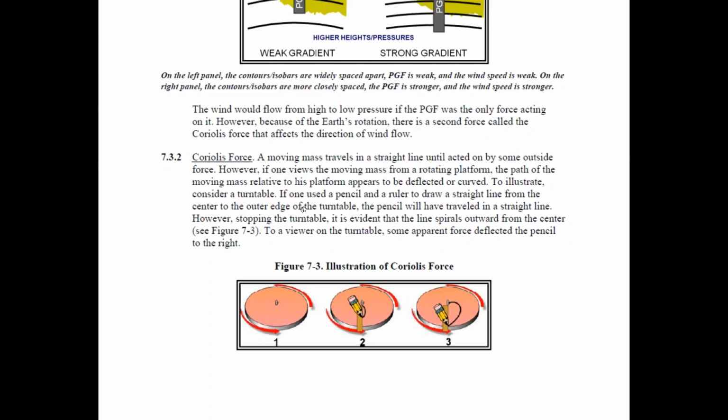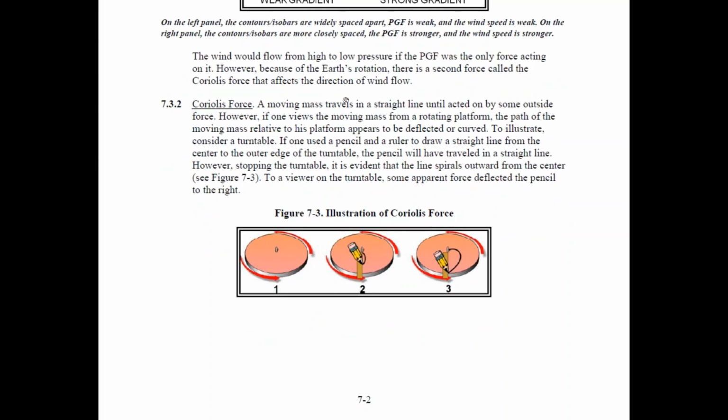directions. I'll read this. This is just going to be brief. Coriolis force: a moving mass travels in a straight line until acted on by some outside force. However, if one views the moving mass from a rotating platform, the path of the moving mass relative to his platform appears to be deflected or curved. To illustrate, consider a turntable. If one uses a pencil or a ruler to draw a straight line from the center to the outer edge of the turntable, the pencil will have traveled in a straight line. However, stopping the turntable, it is evident that the line spirals outward from the center.